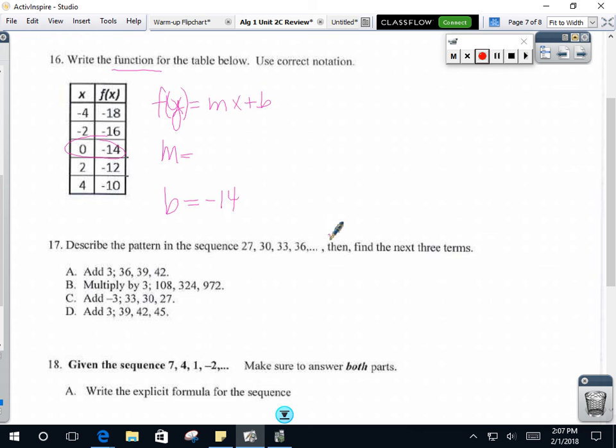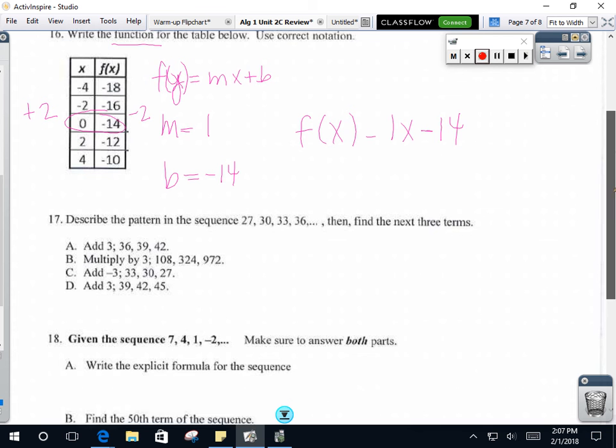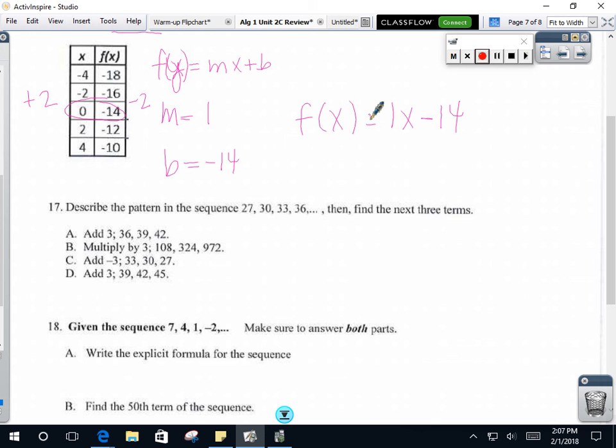How do you find the slope? You can look at the pattern or you can pick 2 points. What are the x's doing every time? Going up by 2. What are the y's doing every time? They're also going up. So don't you have 2 over 2, which is 1? 2 divided by 2. F of x equals 1x, which you don't really have to write the 1, you can, minus 14. That one I'm pretty sure is free response also. Number 17. No, because if it's free response, I'll give you credit for 2 over 2.